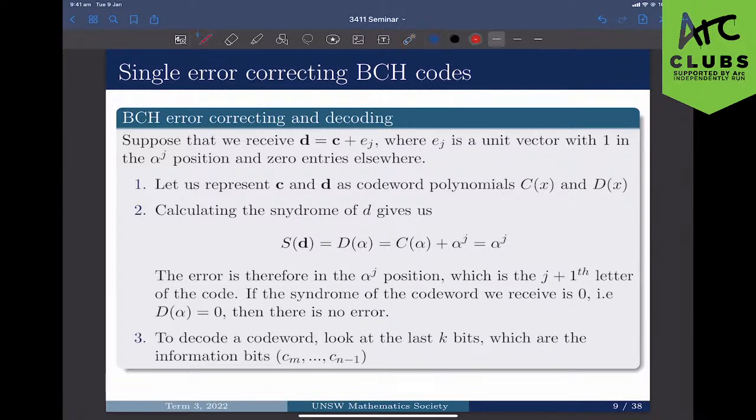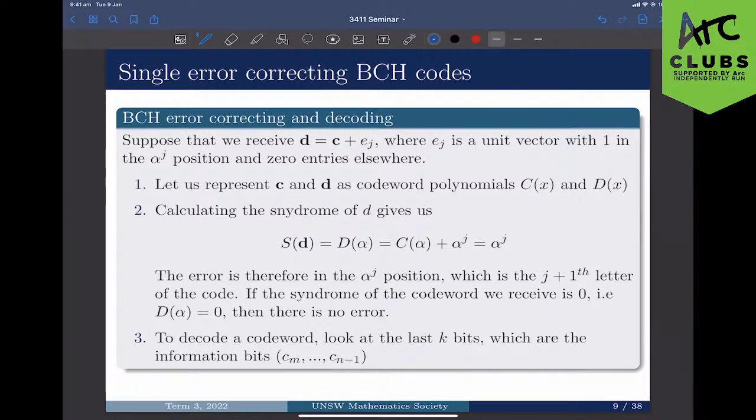So for single errors, if there is a single error in this code, it might be in this position. So instead of a 1, we have a 0. So that's going to be represented by the code word plus 1 in this position. And now let us represent c and d as code word polynomials c(x) and d(x). So this means that the bits of c and d correspond to the coefficients of these polynomials.